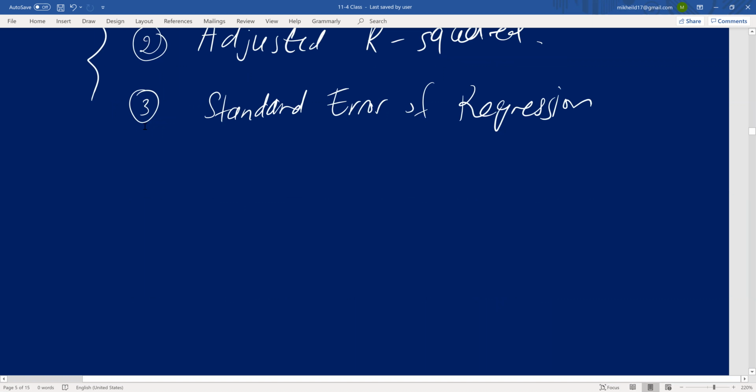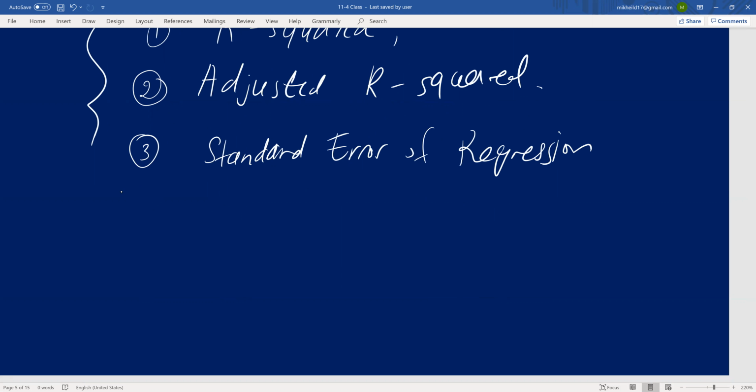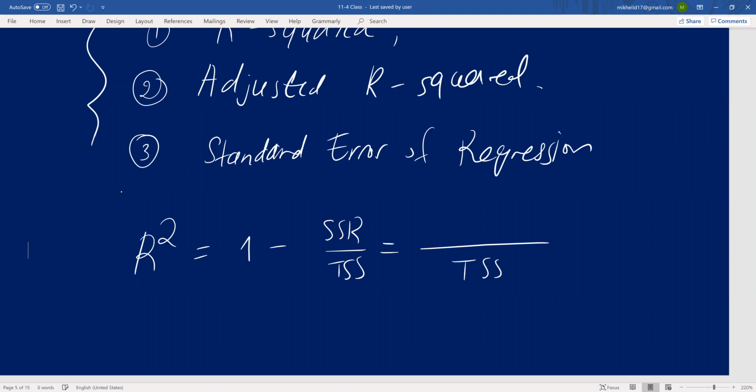Okay, so do you guys remember the formula for R squared? Of course you do, right? So maybe not, but it's okay. R squared is what? That's 1 minus SSR over TSS. This is exactly equal to what? ESS over TSS. Yes. So this thing here is equal to ESS.